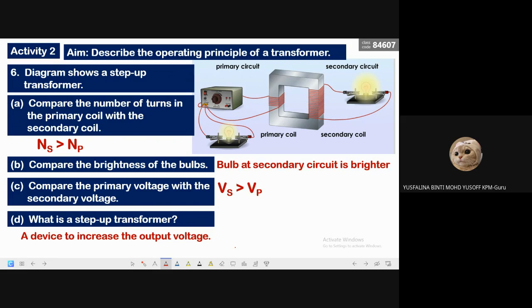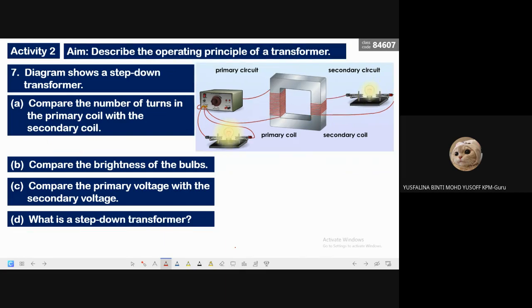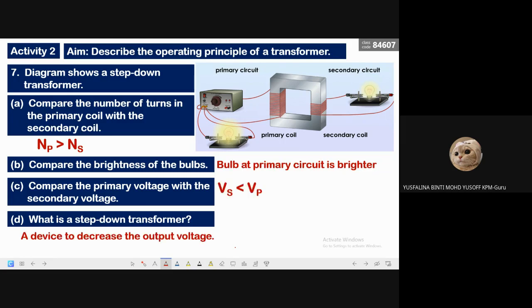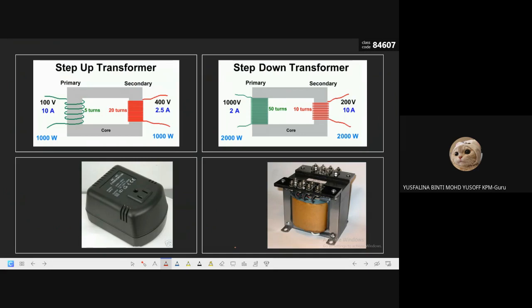What is the step up transformer? It is a device to increase the output voltage, because they mentioned there, step up. Okay, so you can say it increases. But they just put, what is a transformer? It's a device to change the output voltage, or change the voltage. Okay, and this is a step down, right? So to decrease the output, and this is the diagram for the step up and step down.